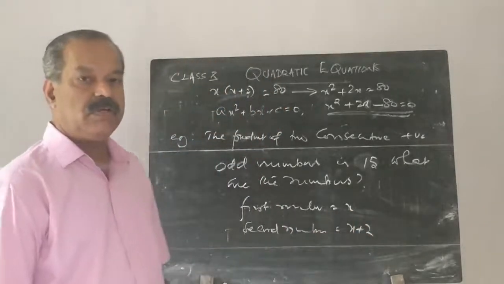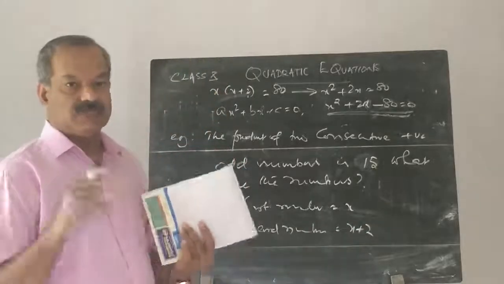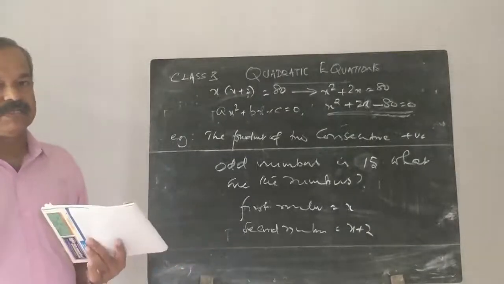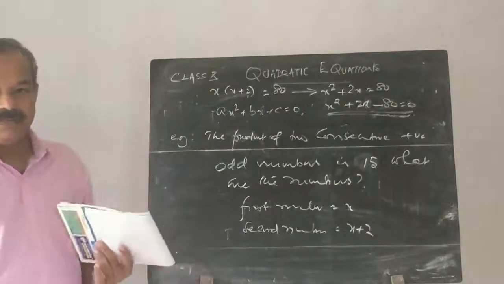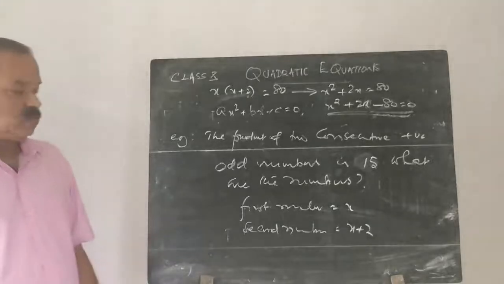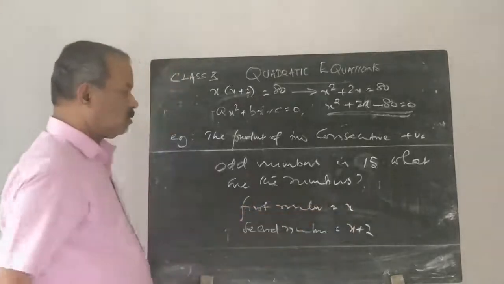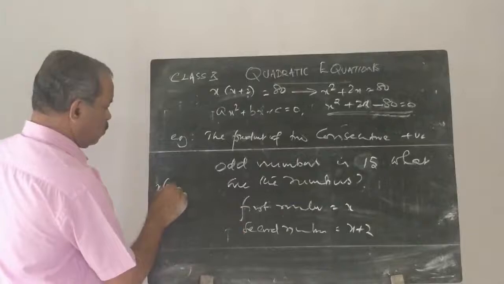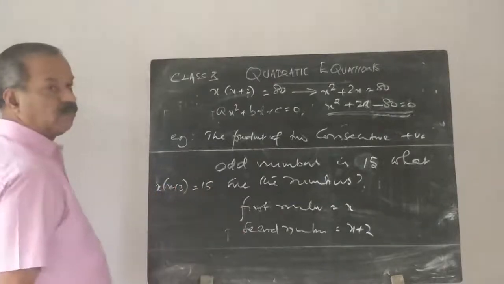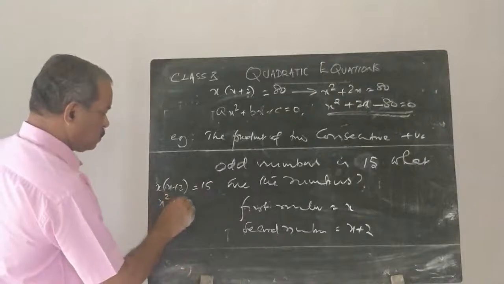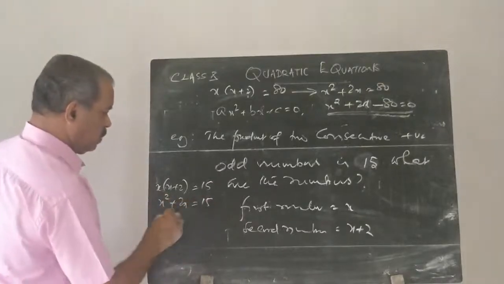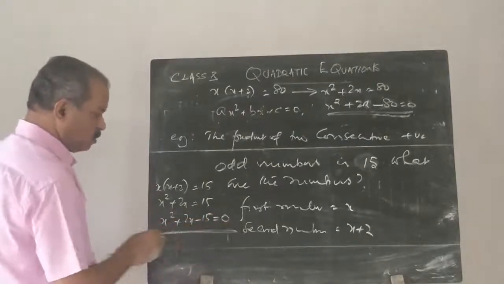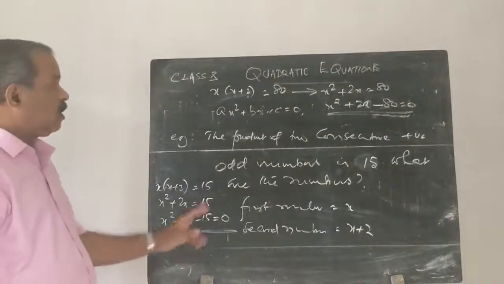Two consecutive odd numbers. If the first odd number is 3, the second odd number is 5. If the first odd number is 7, the second odd number is 9. That is, the difference between two consecutive odd numbers is 2. So first odd number x, then second odd number x plus 2. Then the product x into x plus 2 equal to 50. x square plus 2x equal to 50. x square plus 2x minus 50 equal to 0 is the required quadratic equation.